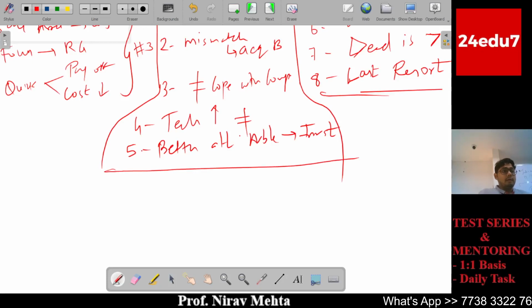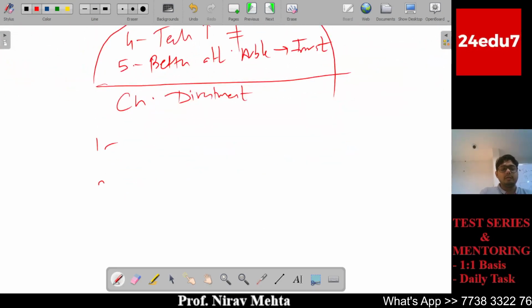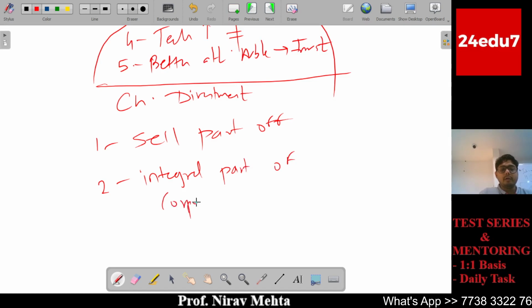Now, the last part. Characteristics of divestment, only 2 points. First, sell part of, that is the divestment meaning, correct? And integral part of corporate strategy. This point I will explain to you later when I show you the hierarchy.